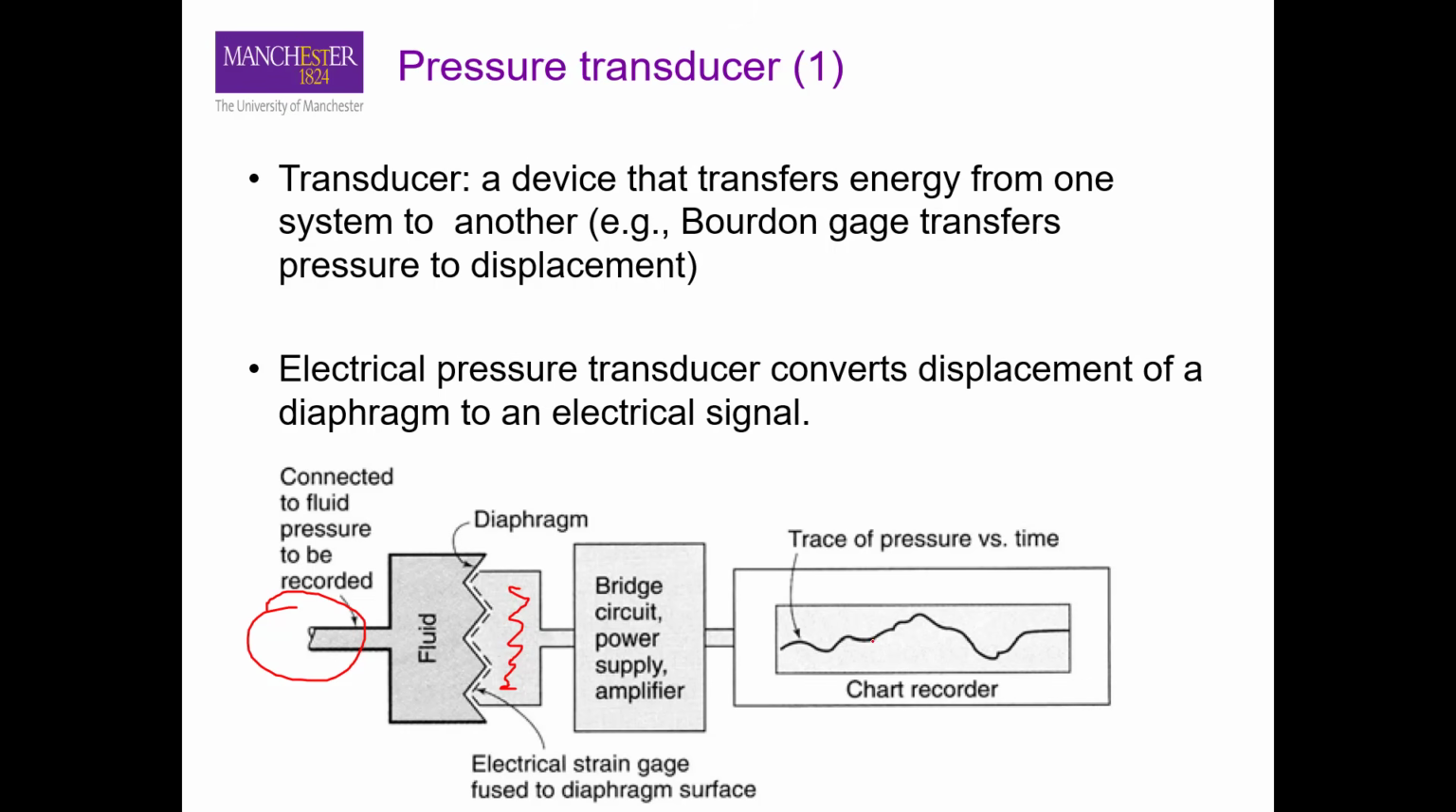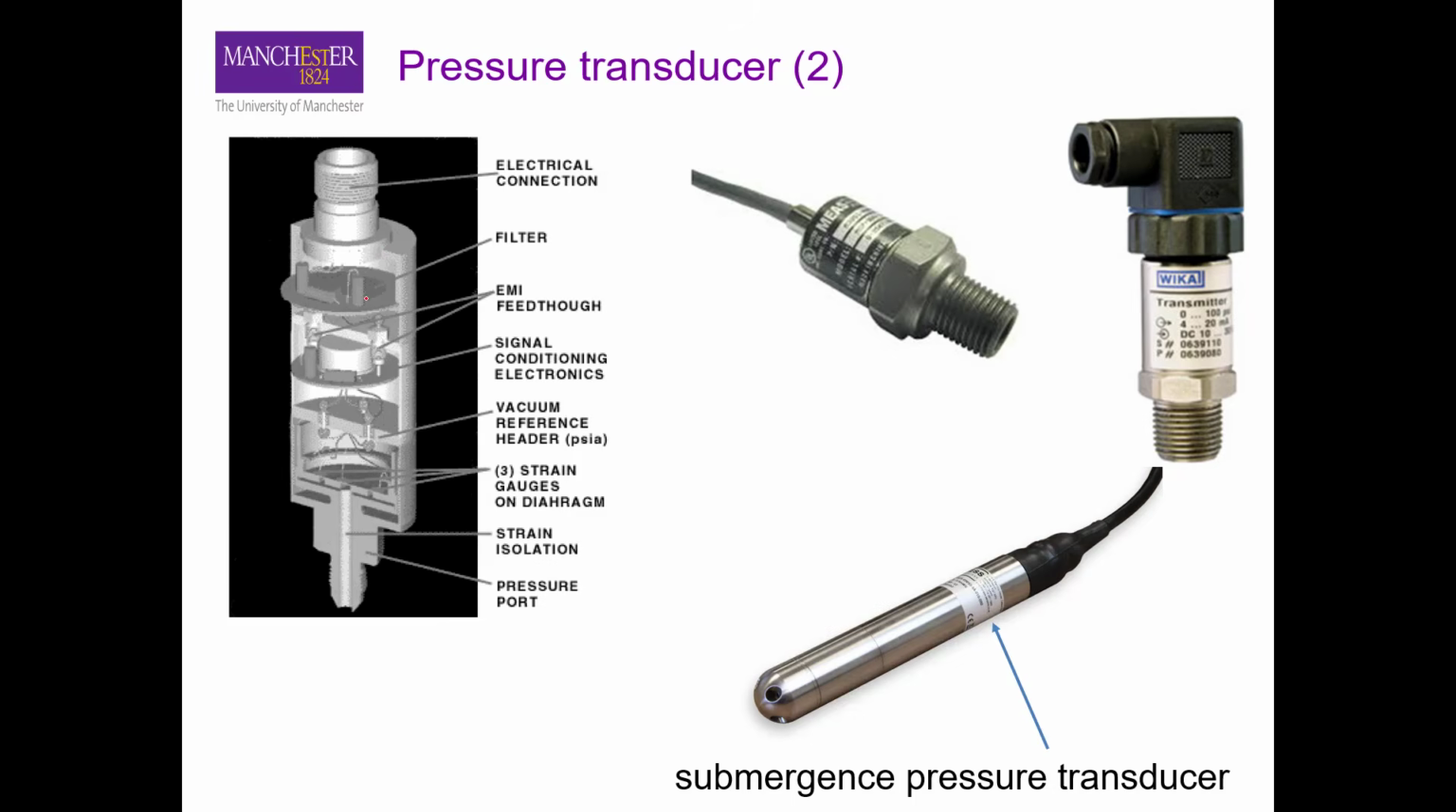Okay, and this is how this device looks. This is the port where the fluid exerts the pressure, and this is the diaphragm that receives this pressure and shows a form of deflection, and then the remaining parts here just convert that deflection in the diaphragm into an electrical signal. Okay, so this is how they look.